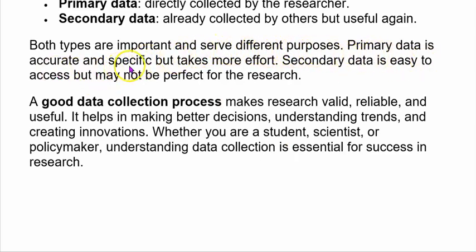Primary data is accurate and specific but takes more effort. Secondary data is easy to access but may not be perfect for the research. A good data collection process makes research valid, reliable, and useful. It helps in making better decisions, understanding trends, and creating innovations. Whether you are a student, scientist, or policy maker, understanding data collection is essential for success in research.